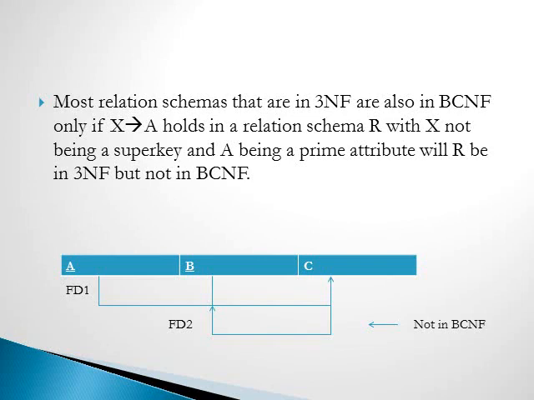We will check another example. Most relation schemas that are in 3NF are also in BCNF. Come to this example, A, B, C. A and B are prime attributes, where C is dependent on A and B, okay, and B is dependent on C. So according to FD2, C is not a super key. So this relation is not in BCNF, but this relation is in 3NF because B is a prime attribute.